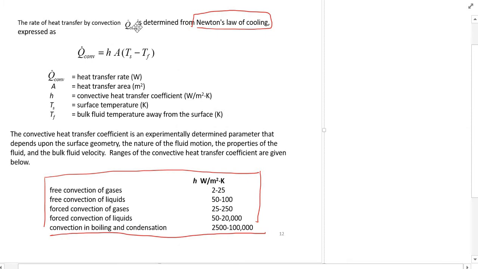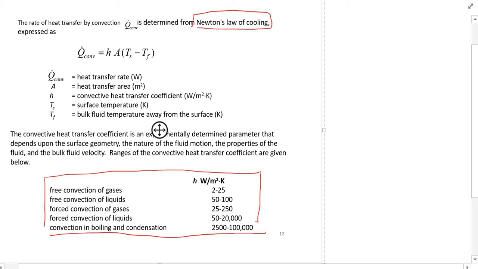Okay, the rate of heat transfer by convection is determined from Newton's law of cooling, which is Q convection equal to hA(Ts minus Tf), where h is your convective heat transfer coefficient, A is the heat transfer area, Ts is the surface temperature in Kelvin, and Tf is the bulk fluid temperature away from the surface, also in Kelvin.